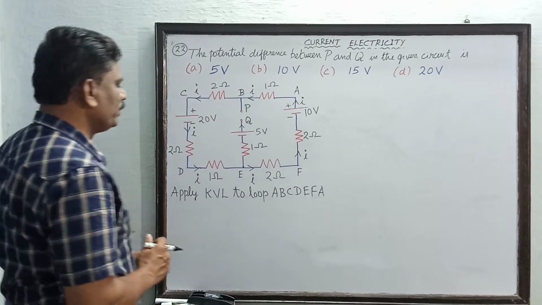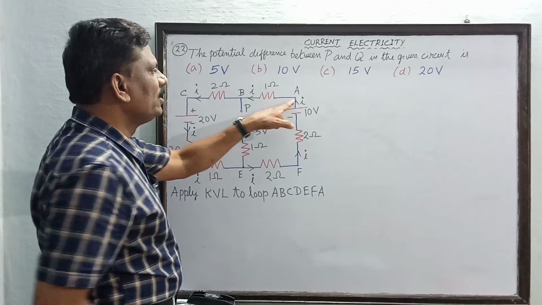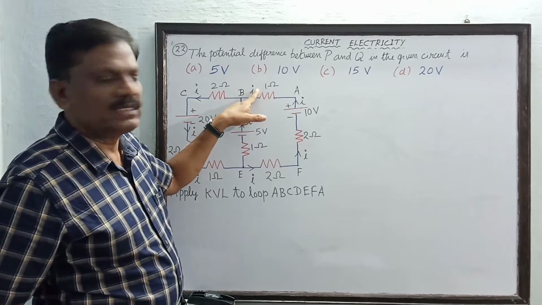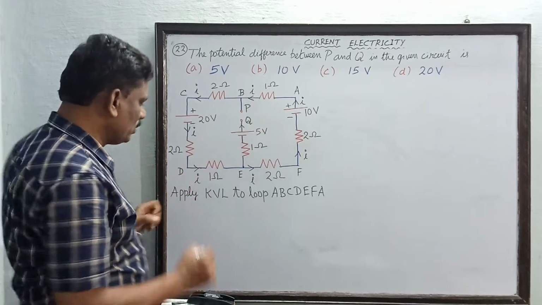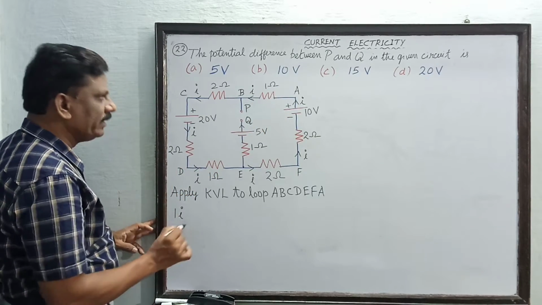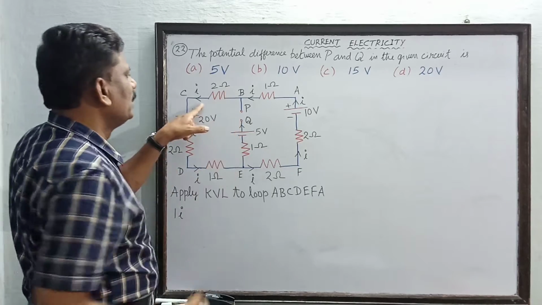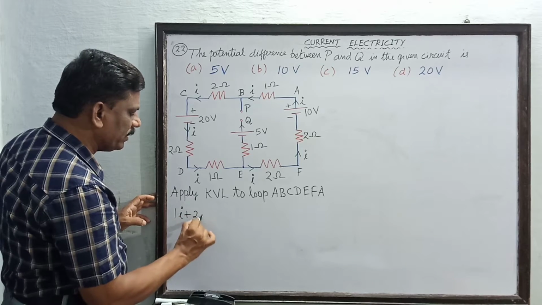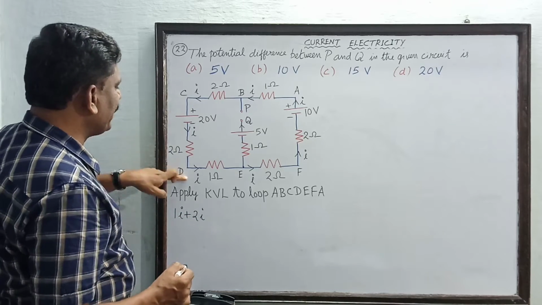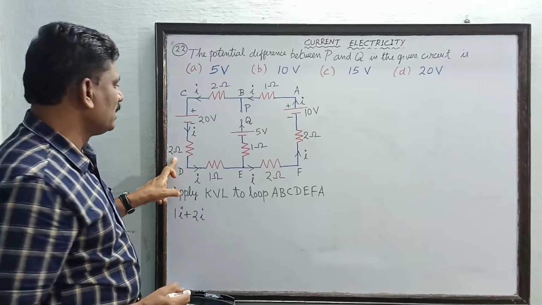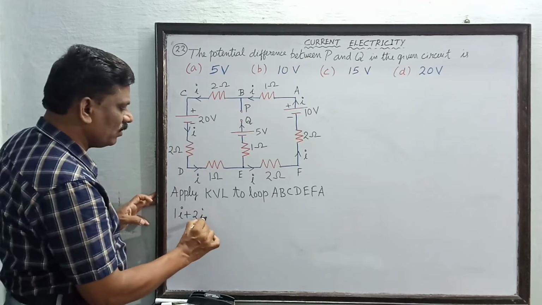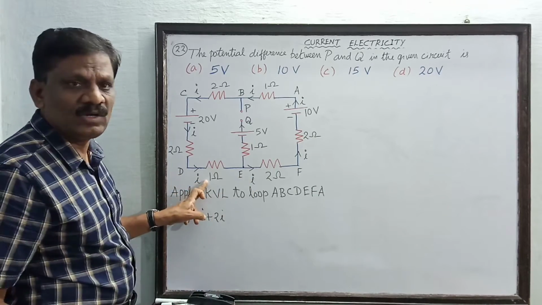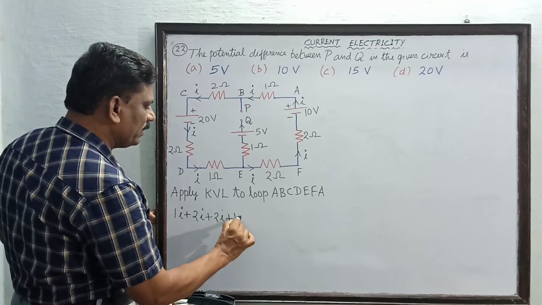Now you can see, start from A to B, there is a resistance of 1 ohm and a current of I ampere is flowing. So 1 into I. I will write 1 I, then this 2 ohm into I. Between B and C, the IR product is 2 into I. Next, in this branch CD, there is a 2 ohm resistor and the same current I is flowing. So plus 2 I. Then from D to E, the resistor is 1 ohm, so this is 1 into I.